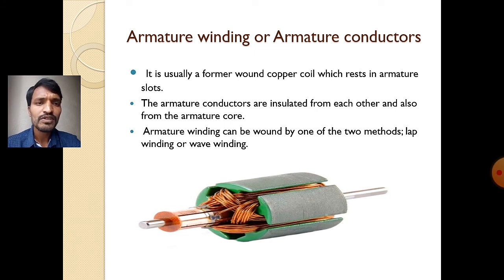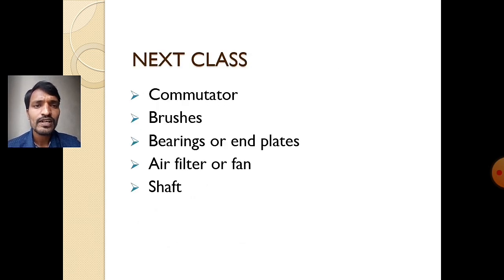Armature winding can be wound by two methods: one is lap winding, another is wave winding. In a further class, we will discuss why we use lap winding and why we use wave winding. In the next class, we are going to study the commutator, brushes, bearings or end plates, air filter or fan, and shaft.